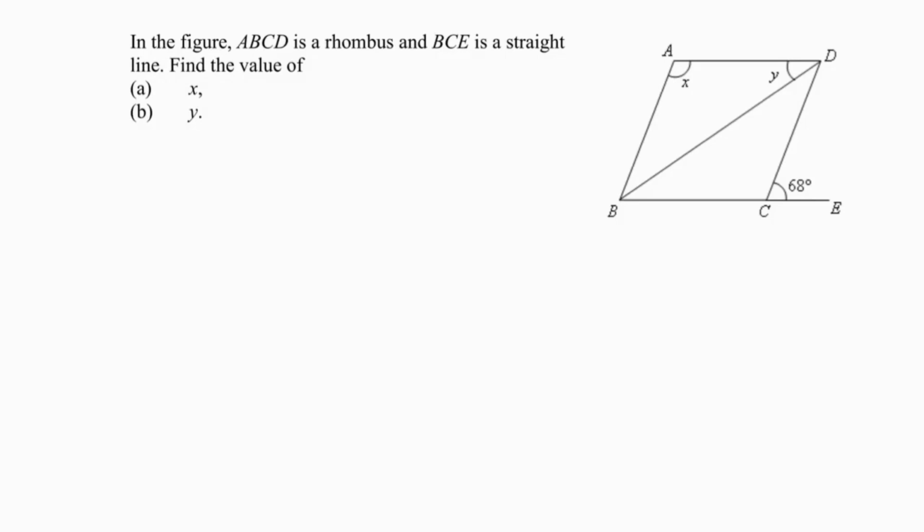We are given a rhombus and a straight line. Find the value of x and y. The first thing you should see is angle x. You need to know that angle x and angle BCD are opposite angles of a rhombus, so they must be the same. Therefore, I must first find my angle BCD.